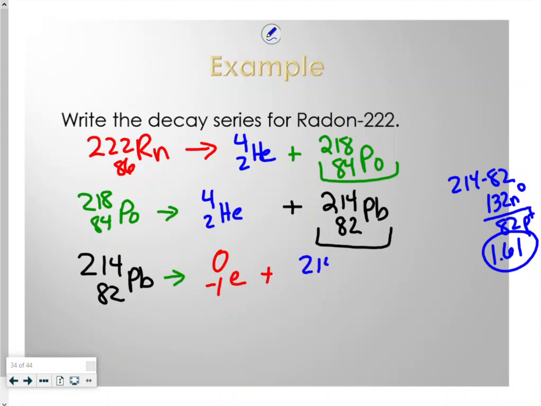214 and 83. 83 happens to be bismuth, a pretty crystal. Rectangular crystals that are rainbow colored. They're very pretty, by the way, bismuth. Now, we're going to take our bismuth. We could check the ratio again, but I'm pretty sure we're way above 1.5 to 1. And we're going to start the next one.